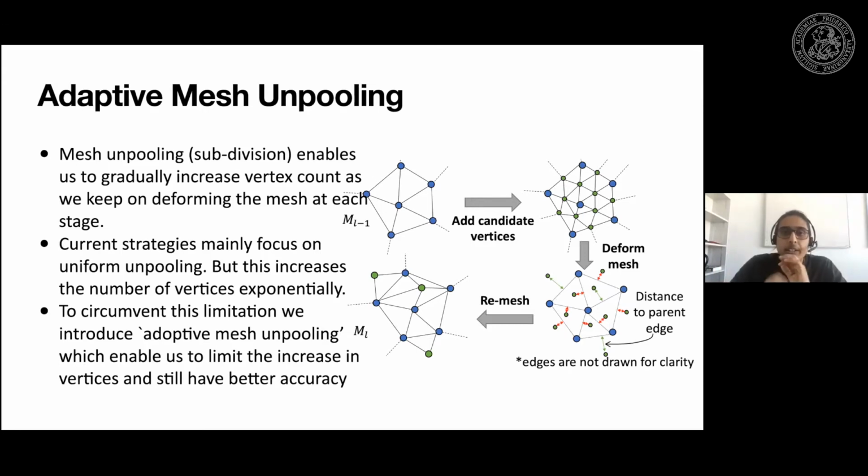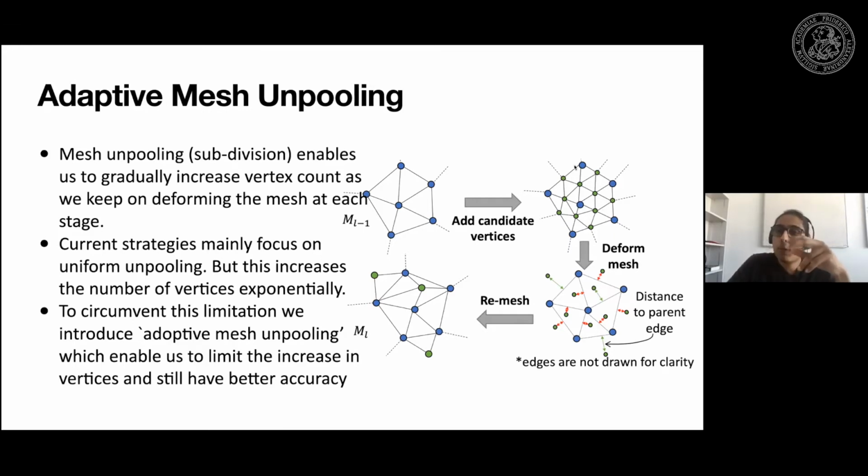Let's say we have this mesh at stage L-1. You have a set of vertices. As the first step in adaptive mesh unpooling, we introduce a set of candidate vertices. How do we come up with candidate vertices? We come up with candidate vertices using uniform unpooling. Uniform mesh subdivision is the strategy that everyone uses in Voxel2Mesh and almost all the variants that were developed after Voxel2Mesh.